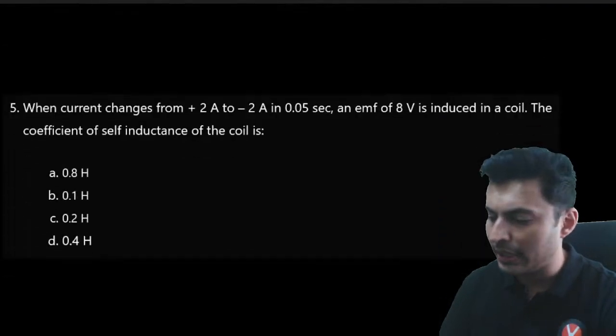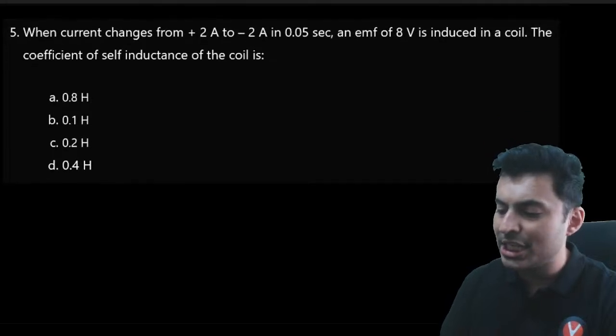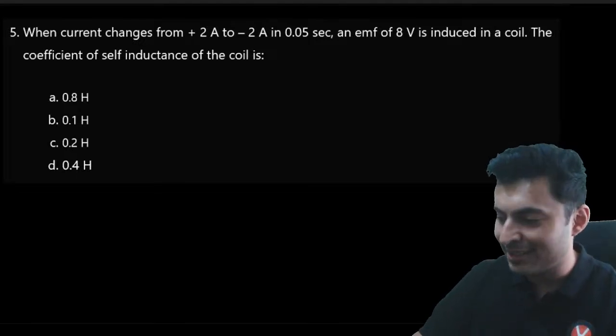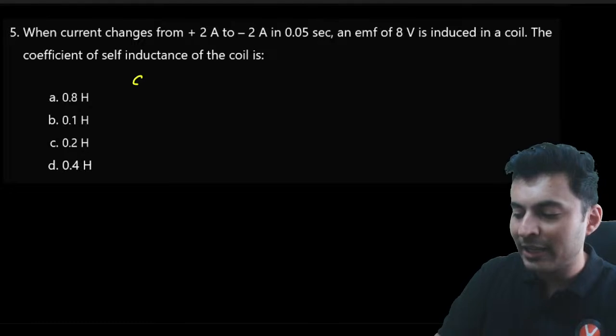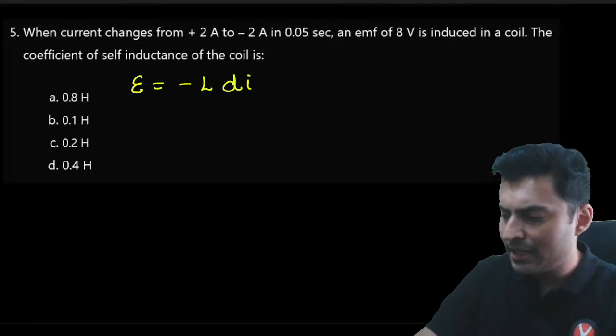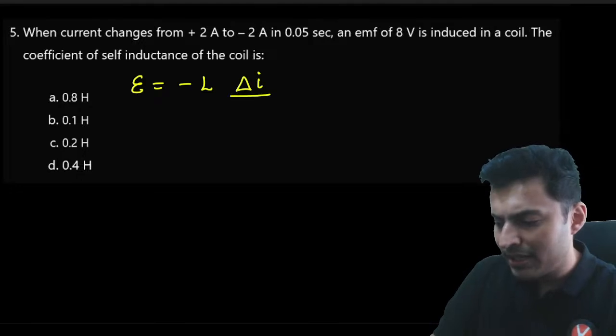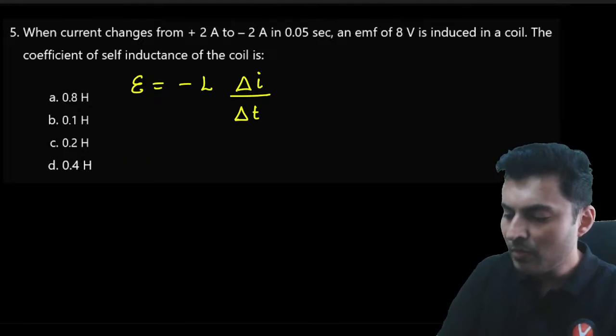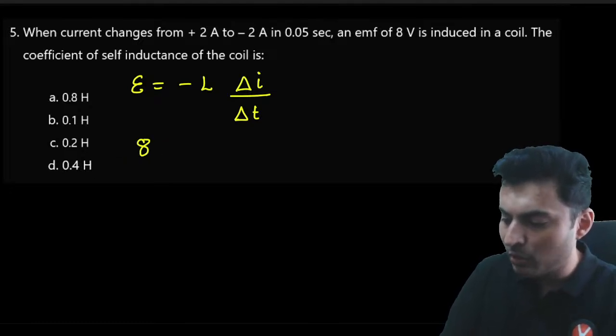When a current changes from 2 amperes to minus 2 amperes in this much second, EMF is induced. What is the coefficient of self-inductance? Is there a formula that I know for self-inductance? Yes, it is nothing but minus L di by dt. So, instead of di, I can also put delta I by delta t. So, the magnitude of that EMF is given to me. It is nothing but 8 volts.